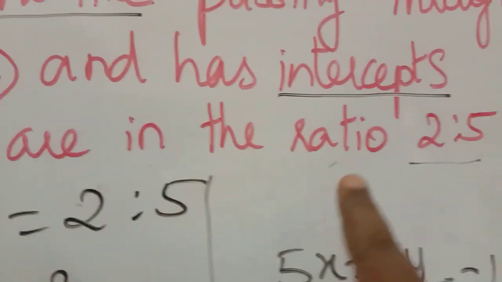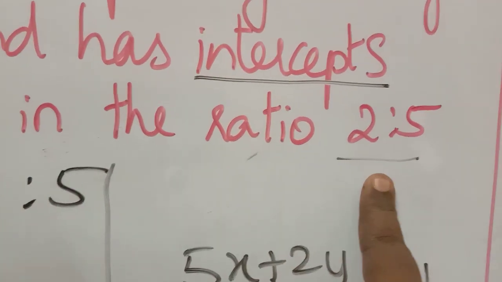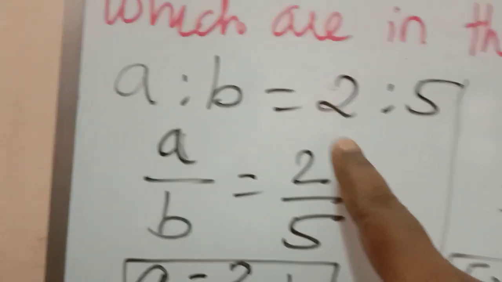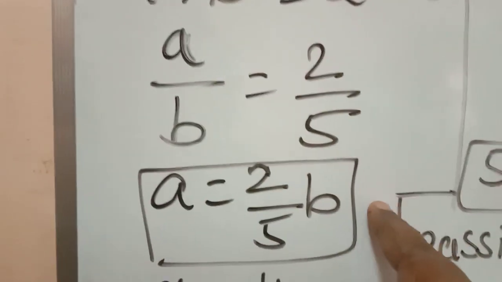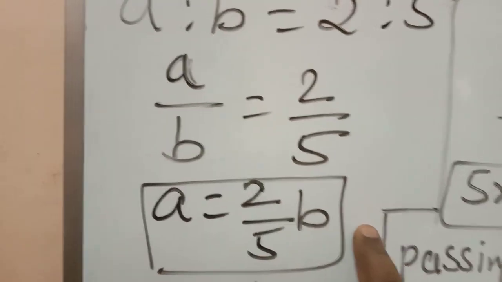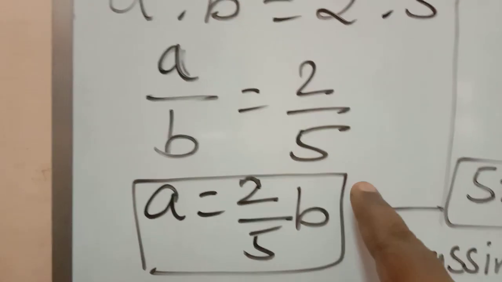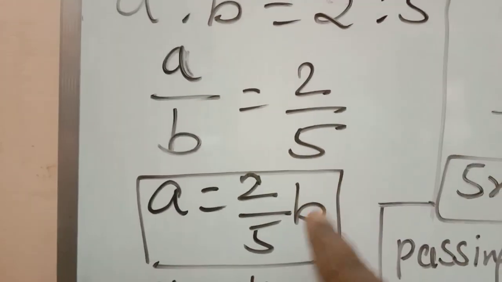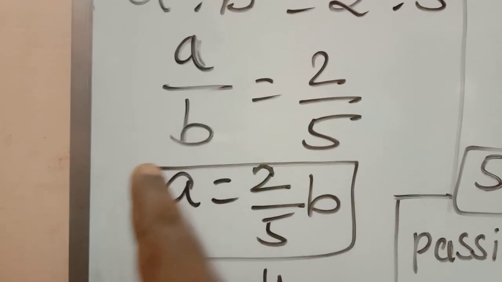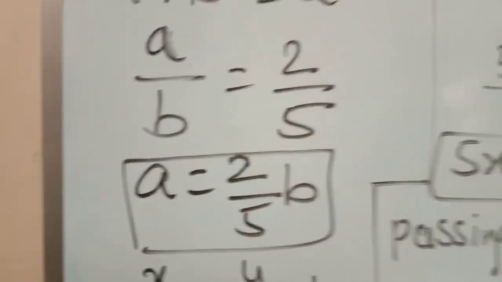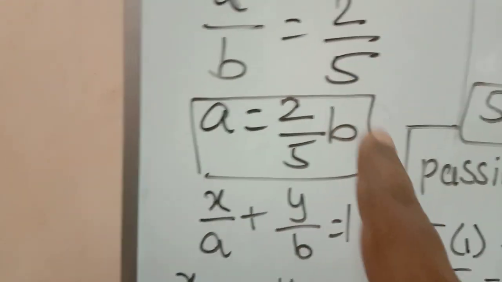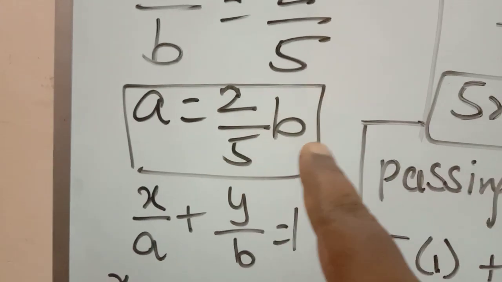So one condition will be given. I told you one condition will be given regarding intercepts. From that condition, the first step is to find the value of a in terms of b, or find the value of b in terms of a. b is equal to 5/2 a, like that also you can write. So we find the value of a in terms of b. a is equal to 2/5 b.